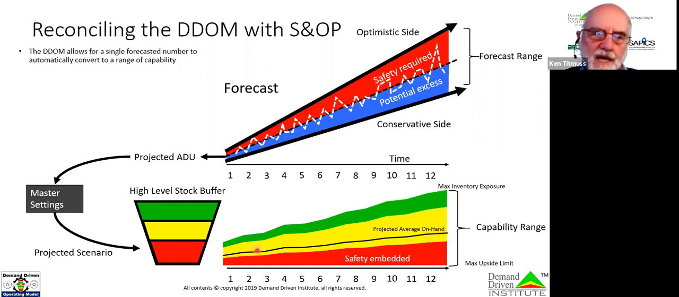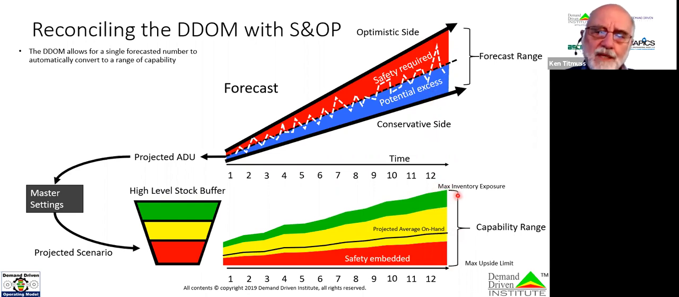So there's the projected average on hand. But what happens if we reach the optimistic side? Well, we've got this maximum upside limit here. We have this safety embedded in the buffer here. But what happens if the numbers go to the conservative side? Well, this is going to be our maximum inventory exposure sitting up here.